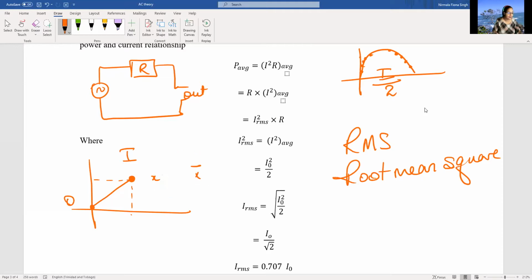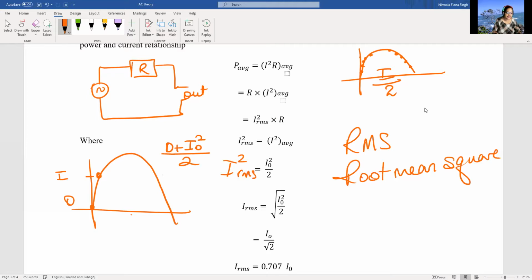Similarly, let's imagine this is a sine curve, which is how our current varies. I want to find my average between 2 points. My initial point would have been 0. So the average is 0 plus I naught squared, which is your initial current, divided by 2, and anything added to 0 is the same thing. So I RMS squared is equal to I naught squared over 2. I want to just find I RMS, so I find the square root, and you get the square root of I naught squared over the root of 2.